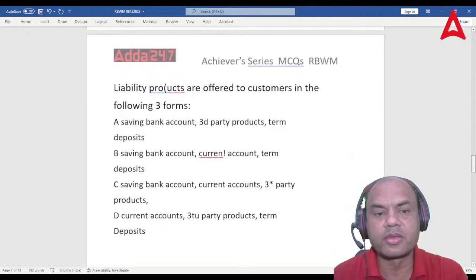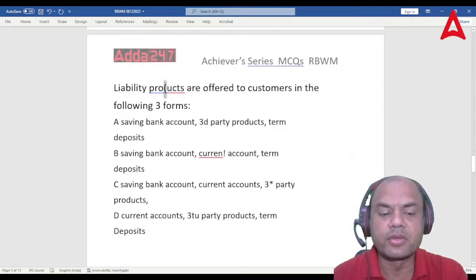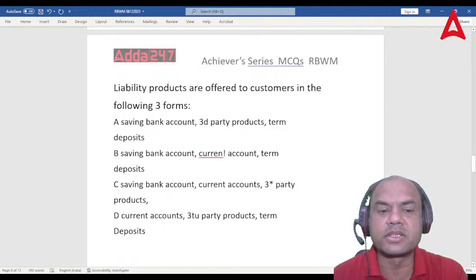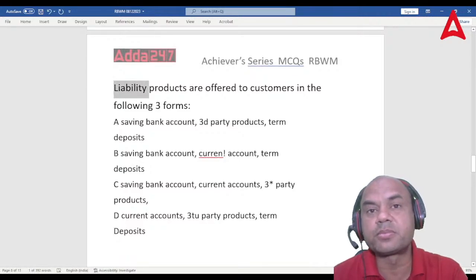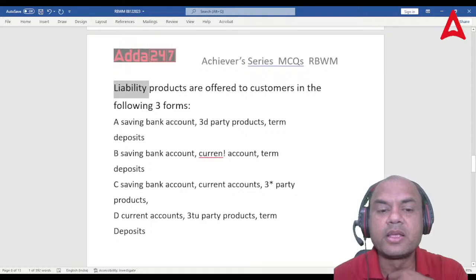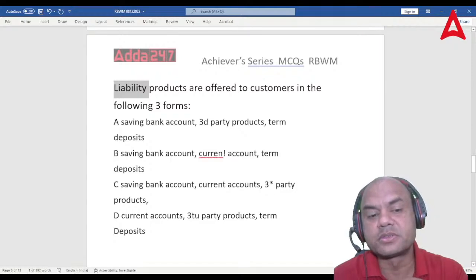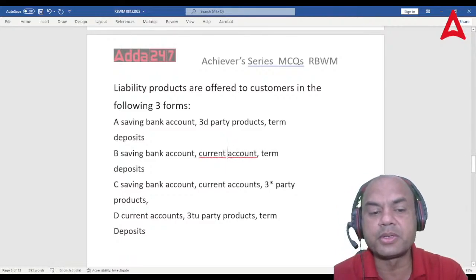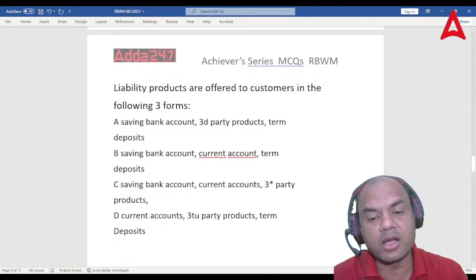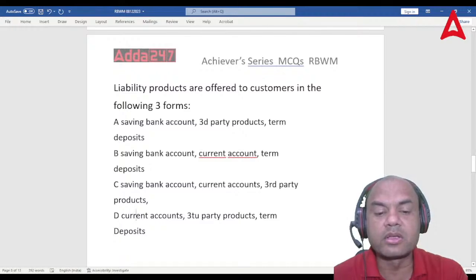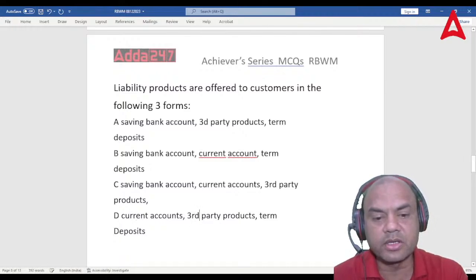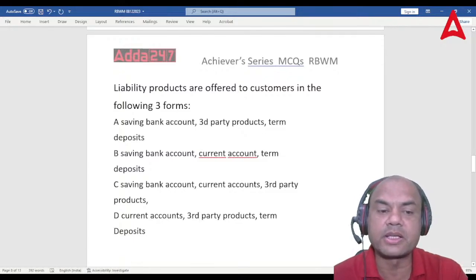Next one. Liability products are offered to customers in the following three forms. Liability means deposit. So deposits are offered in what form? Savings account, third party products like insurance, mutual fund, term deposits. Second, savings account, current account, and term deposit. Third, savings account, current account, third party product. And current account, third party products, and term deposits. So what should be the answer?